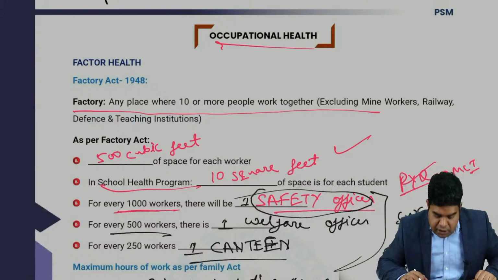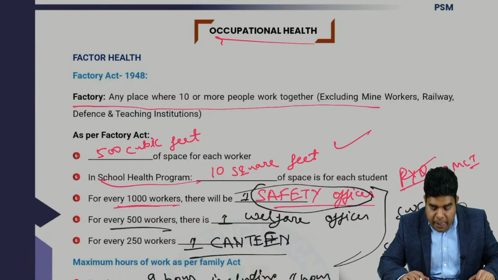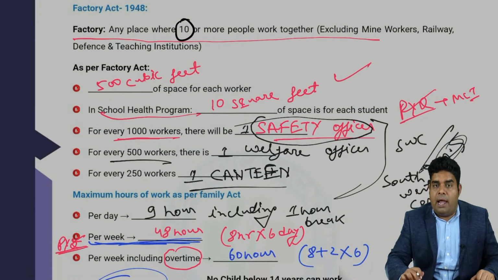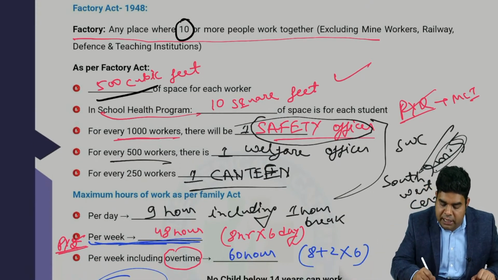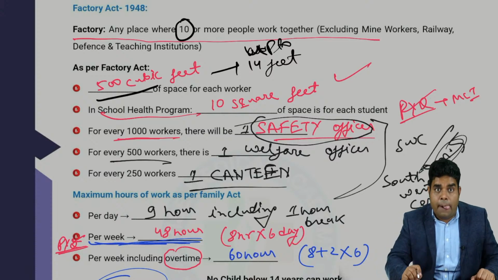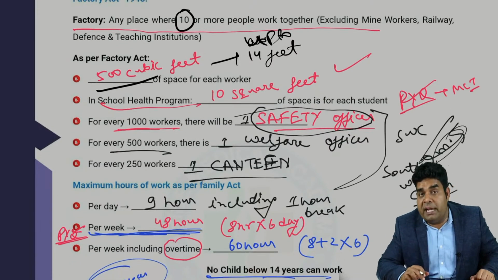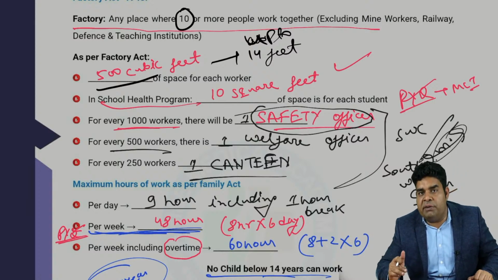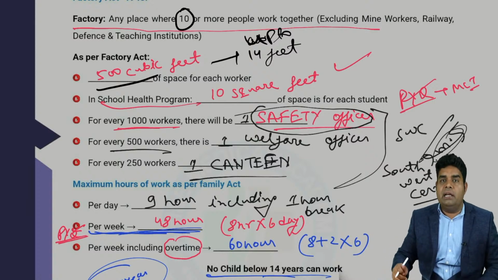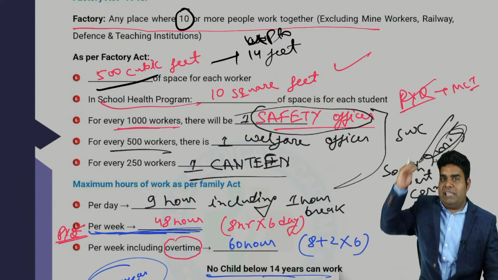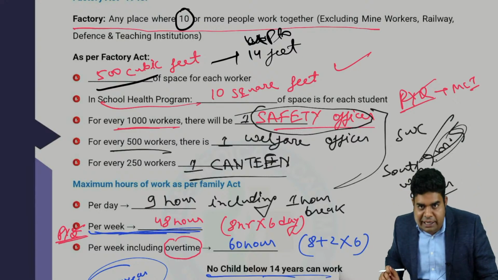That's all from international. We can revise occupational health quickly as well. Remember, in Factory Act, any place where 10 or more people work is a factory, and the space should be 500 cubic feet, but only up to 14 feet above head is counted, not above that. In a school program, remember the space per student was 10 square feet. Then they say for every 1,000 we need safety officer, 500 welfare, and 250 canteen. You can remember it by mnemonic SWC, southwest corner. Safety 1,000, welfare 500, canteen 250.